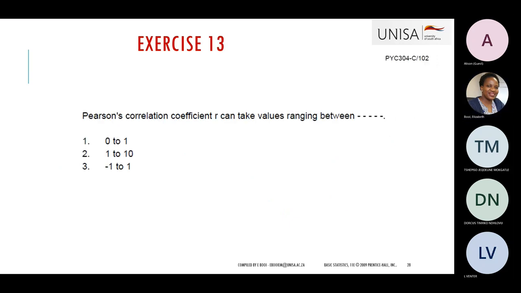Question 13. I did explain this sometime, and I wrote somewhere on one of the slides at the top right here, and I said R lies between certain values. So I hope you still remember that. Pearson correlation coefficient can take values ranging between... It will be number 3, which is it can take ranges between minus 1 and 1.